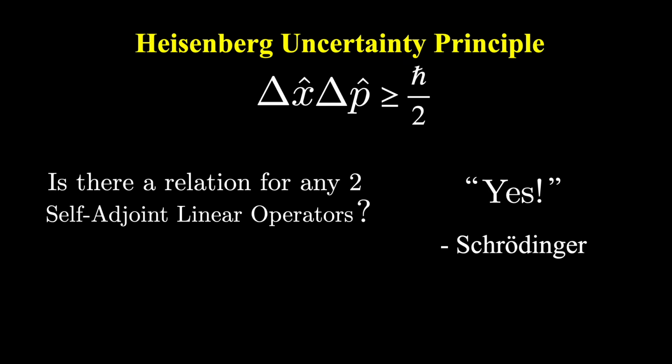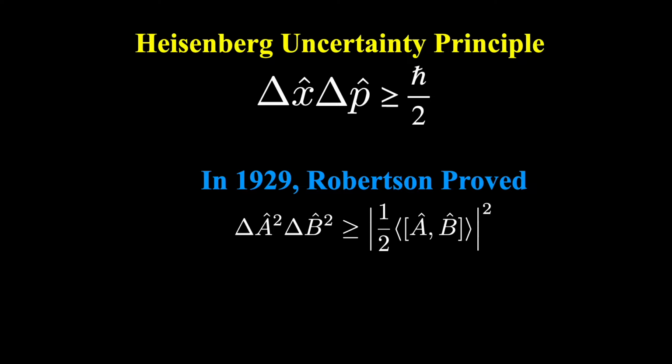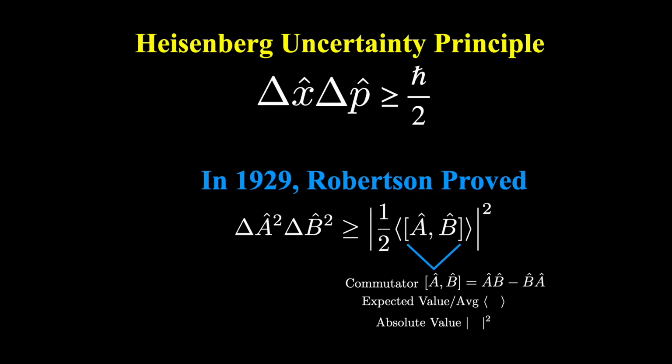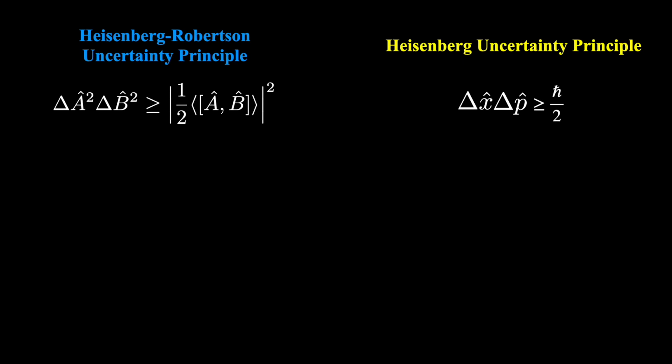But before he did, there was another slightly less general relation proved by the mathematical physicist Heisenberg-Robertson. In a paper published in 1929, Robertson showed that any two self-adjoint linear operators A and B must satisfy this inequality, where the right-hand side means to first evaluate the commutator of A and B, then take the expectation value or average of the result, and finally to take the absolute value and then square it. This result has come to be known as the Heisenberg-Robertson uncertainty principle.